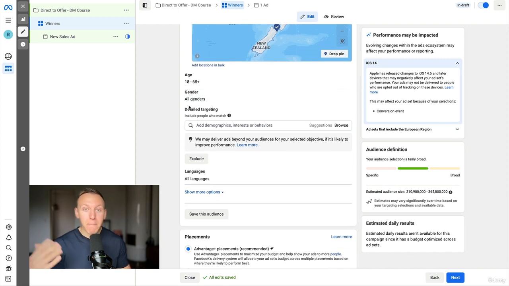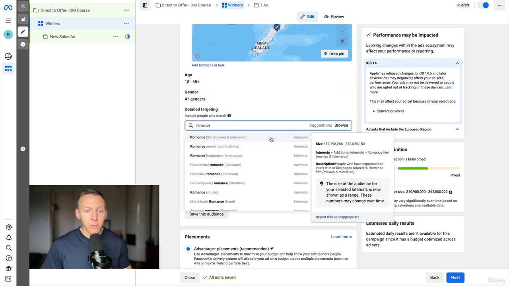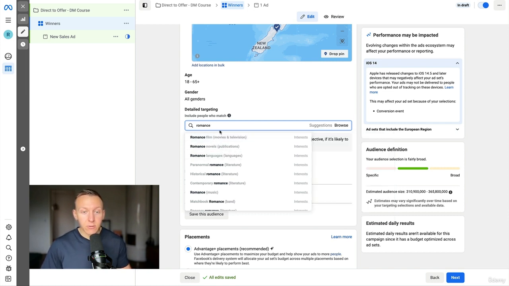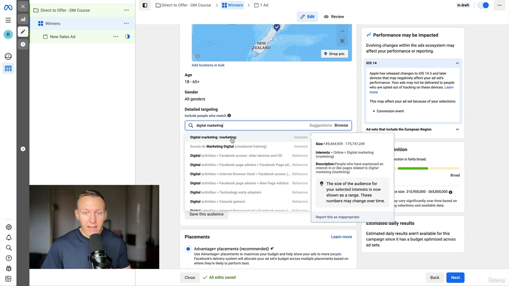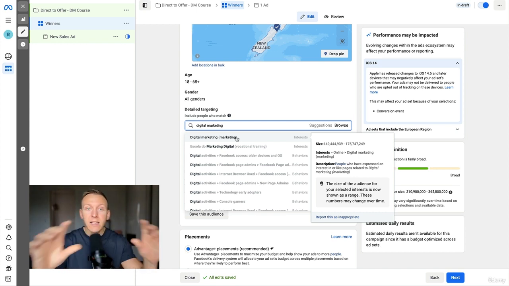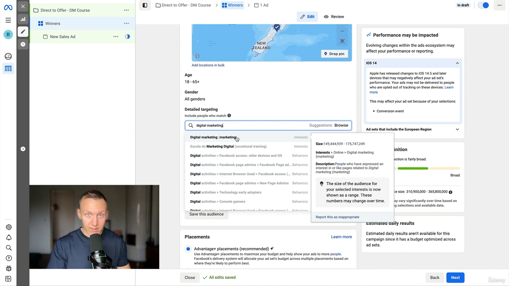Now, this is where the magic used to happen: detailed targeting. In detailed targeting, you can target something like romance, and we can target people who have an interest in romantic films, romantic novels, in languages. We could target digital marketing, since that's very apt for our product. The way this works is that you have different interests and pages that you can like on Facebook, and if it's connected to digital marketing, then we're going to target people who like those pages and who have shown an interest in digital marketing, and those are going to have the ad shown to them.